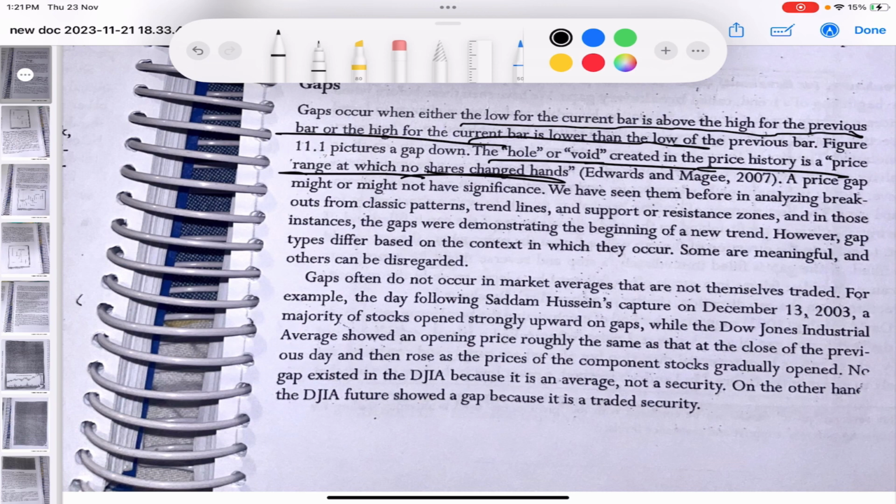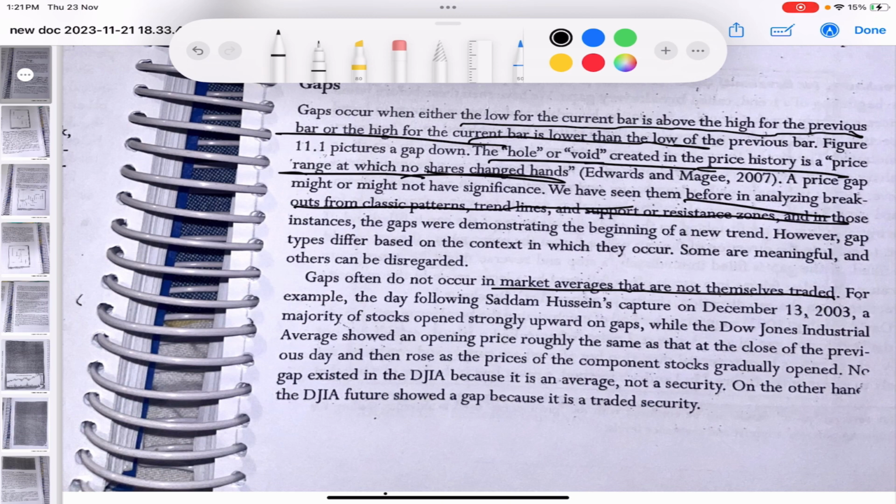Okay. We have also seen what support, resistance, and all of that are, right? So you need to keep in mind that sometimes gaps also behave like support and resistance. Gaps often do not occur in market averages that are not themselves traded. Okay, so what do they mean? There are some instruments which are not traded, right? In those, you can see that gaps do not occur. Why? Since it is illiquid and trading does not take place in that, there is no gap in the chart itself.